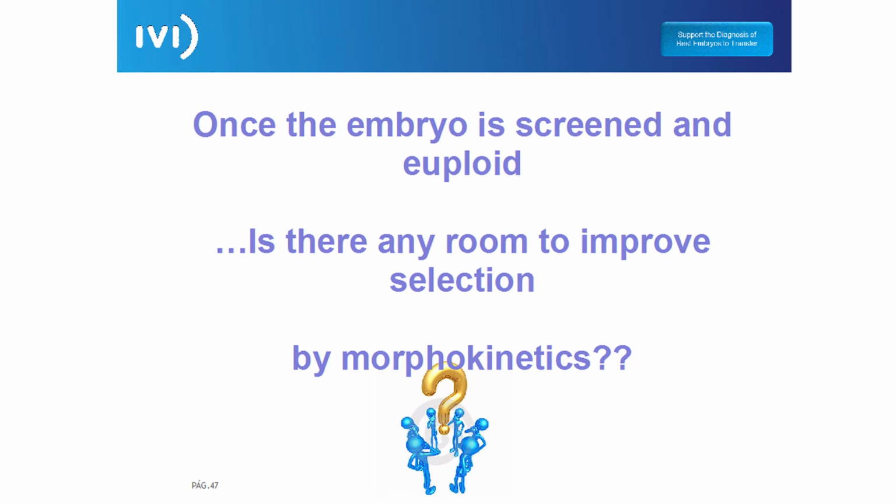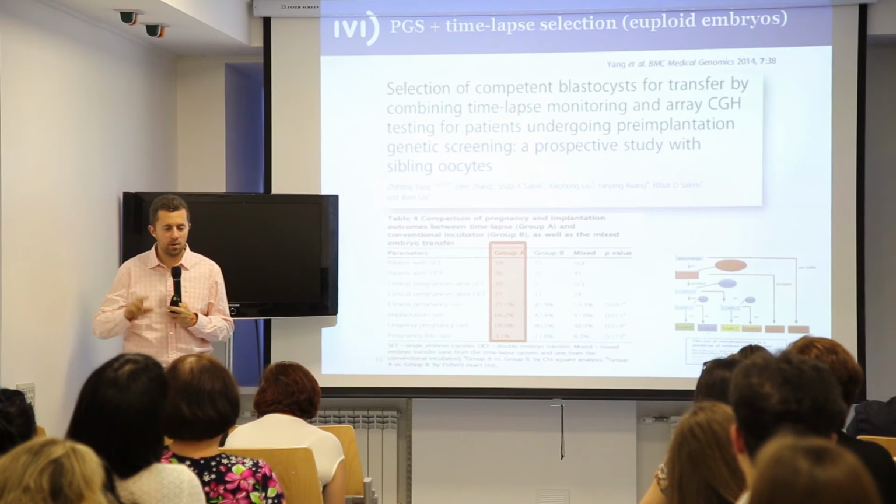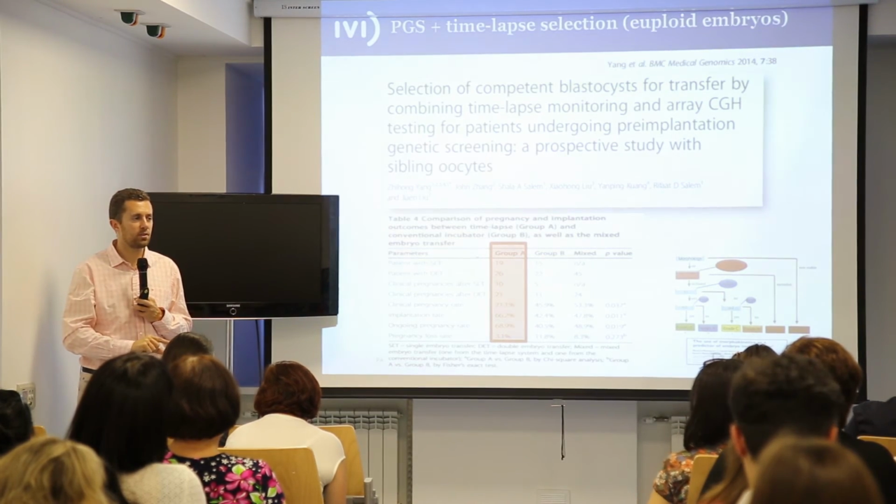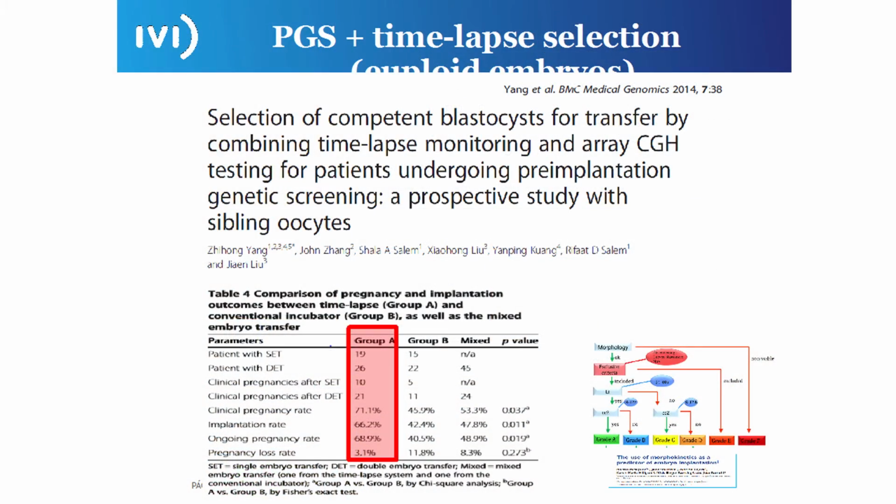Well, there are two good examples. This one is a paper published by Yang, in which PGS patients, one group used morphokinetics for selection of blastocysts, euploid blastocysts, and the other group without using. That study demonstrated an improvement in the outcome.